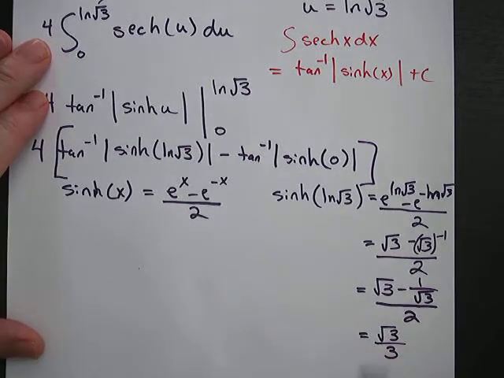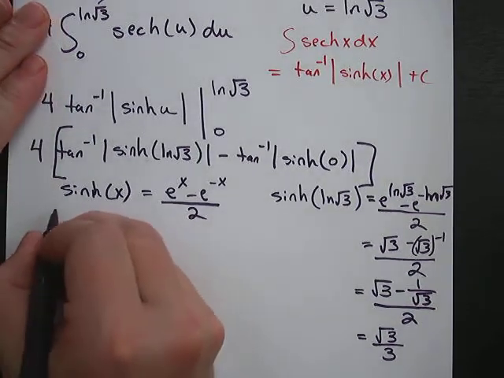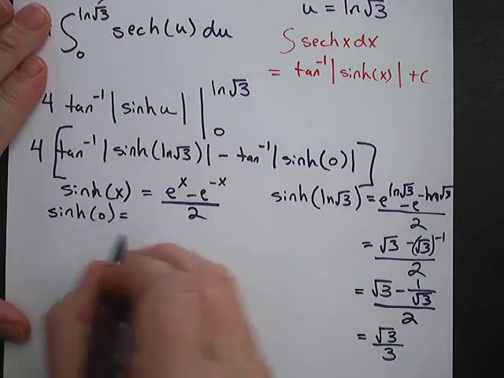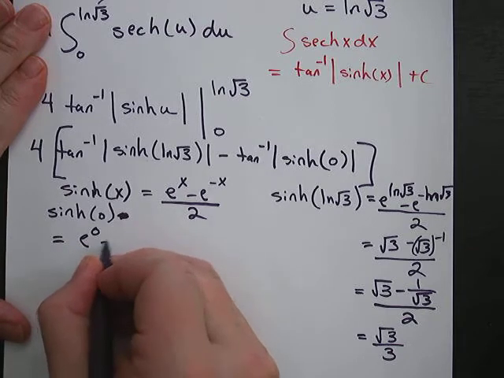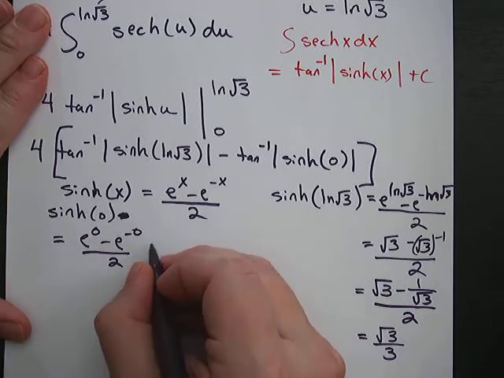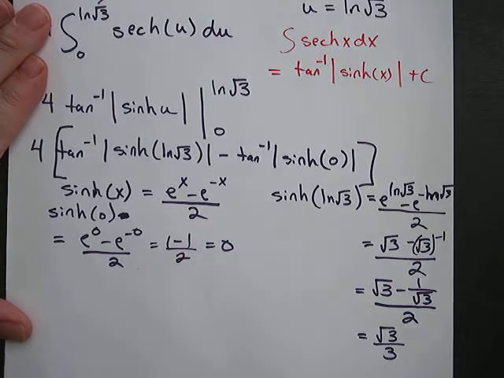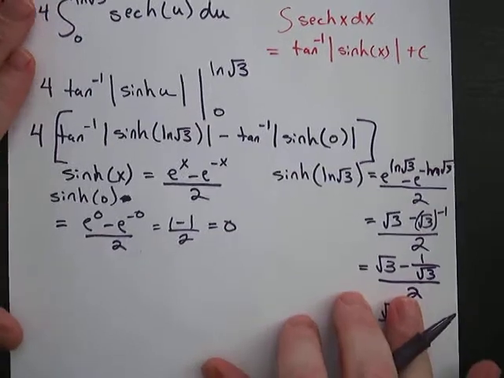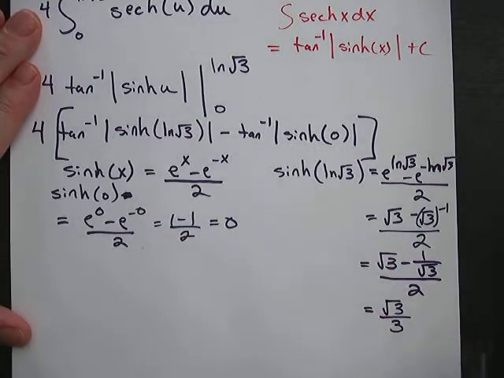Okay, now let's see what happens when I plug in a 0 into the hyperbolic sine. This should be a little bit easier to do. See, sine h of 0 is equal to e to the 0 minus e to the negative 0 over 2. Okay, so these are 0 powers. This is going to be 1 minus 1 over 2, which is 0. Okay, so when I plug in a 0 into the sine h function, I get a 0 out. Okay, so now I know what to plug in place of the inside of both of these.